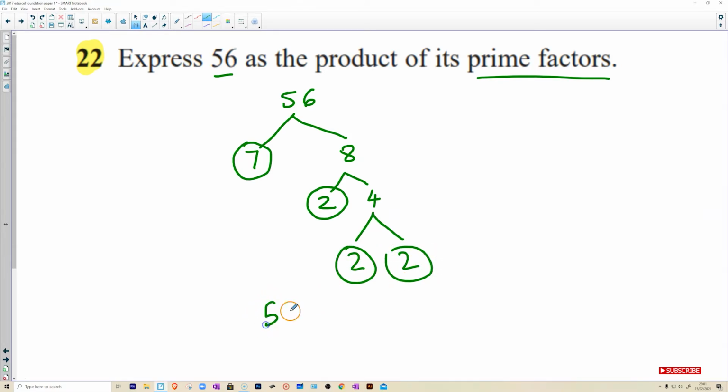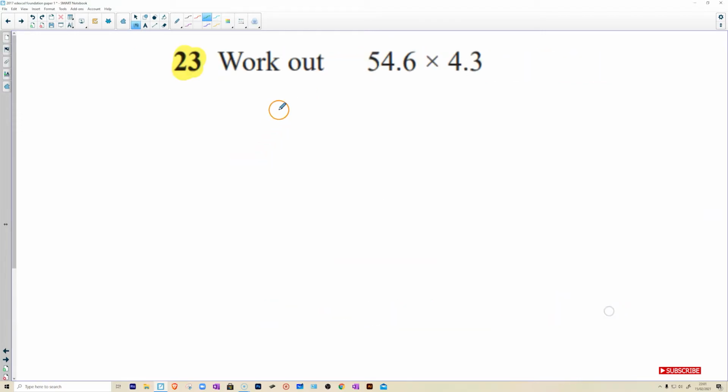So 56 as a product of its prime factors is equal to 2 times 2 times 2 times 7. You can also write this as 2 to the power 3 times 7. Now question 23, we're asked to work out 54.6 times 4.3. What we can do here is just estimate what the answer could be.